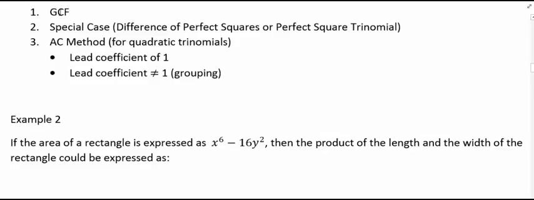So let's look for a GCF. That's what we always do first. There is no GCF here. Let's see if it's a special case. It does look like it is a difference of perfect squares. It's not a perfect square trinomial because it's a binomial.